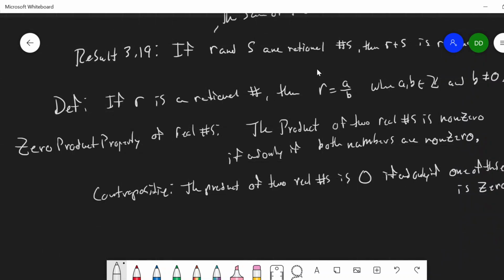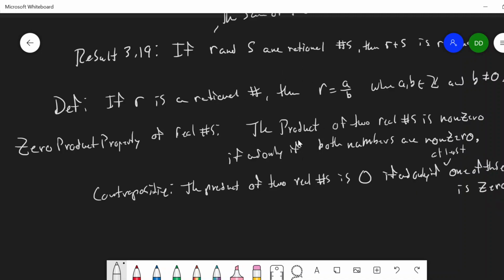And then another property that's going to be helpful, another axiom, again, we're not going to prove this. We're going to accept it as fact. This is called the zero product property of real numbers. And that is that the product of two real numbers is not 0 if and only if both numbers are not 0. Stated a different way using the contrapositive, the product of two real numbers is 0 if and only if at least one of these numbers is 0.